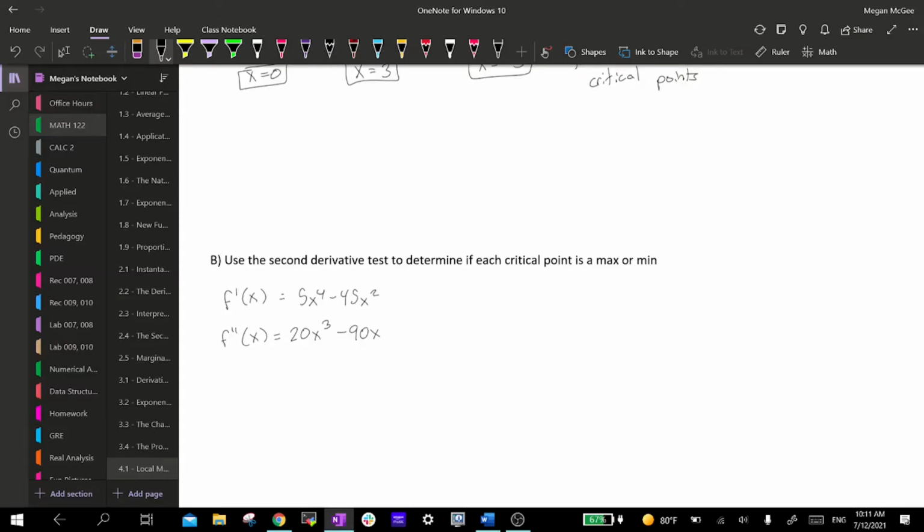And now, the way that we use our second derivative test is we need to evaluate at each of our critical points. So we need to evaluate the second derivative at each critical point.